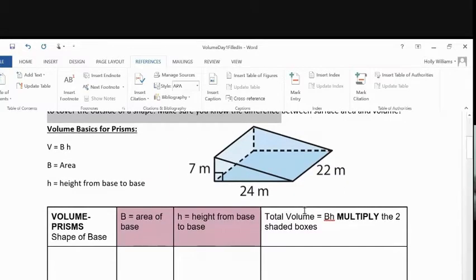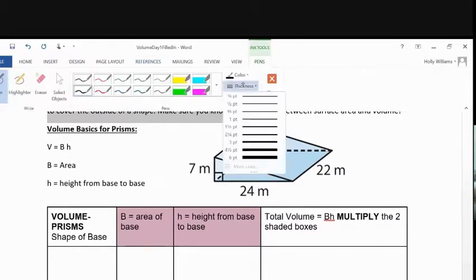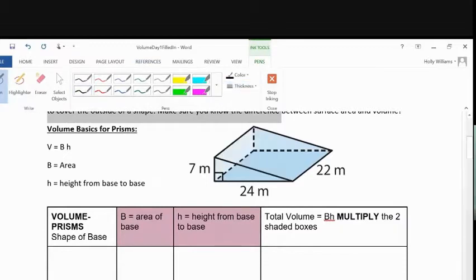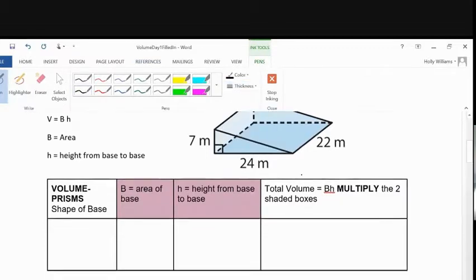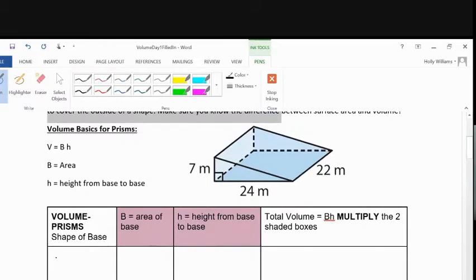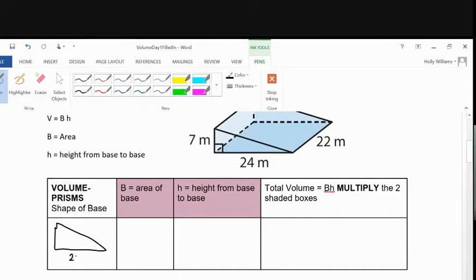Okay, so if we're looking at this, what shape is our base on this triangular prism? A triangle. Yeah, so I'm just going to kind of draw it here because it makes it a little bit easier. And then are we okay that the base of that triangle is 24 and the height of that triangle is 7? Yep. Okay, super easy.